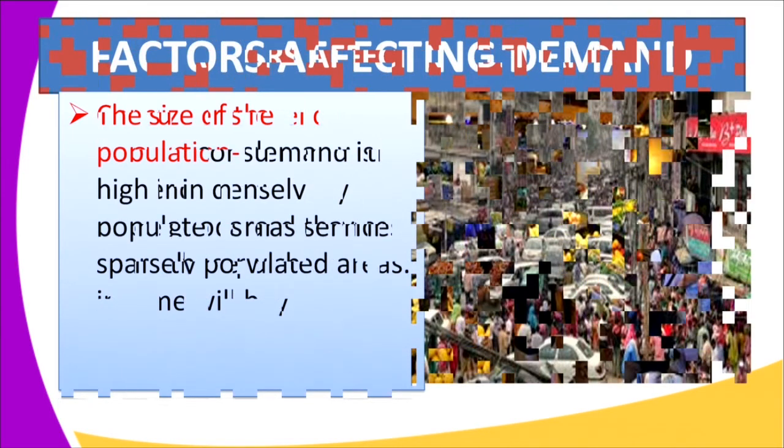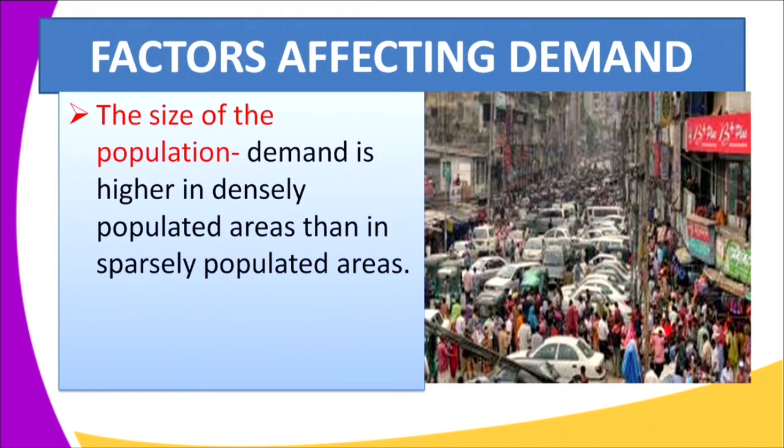We continue with the factors affecting demand, and the other factor is the size of the population. The population could either be dense or sparse. A dense population is where we have so many people living in a given area. Since many people are around, all of them, or a good number or majority of them, will demand a given product.